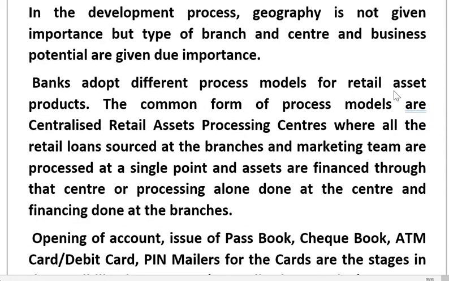Banks have adopted different process models for retail asset products. The common form of process model is the centralized retail asset processing center, CRAPC. You might have seen some banks opening a retail asset hub, where all processing is done at the center to increase efficiency. Branches collect the application form and send it to the RAH because they are experts in dealing with the paperwork. The marketing team carries out the marketing. When finance is approved by the retail asset processing center, disbursement of funding is done at the branch level. The paperwork is done by the RAH, collection of paper is done by the branch, and final disbursement is done at the branch level.